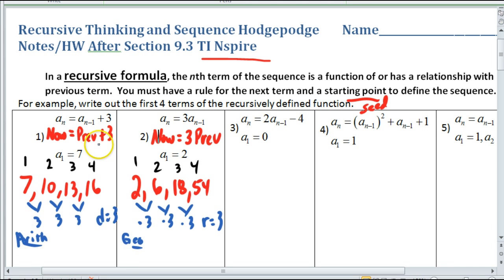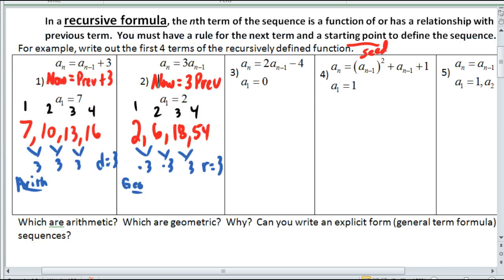And in arithmetic, you're going to be adding every time, and in geometric, you're going to be multiplying every time. And then if you look down here, it says which are arithmetic, which are geometric. We've already explained why, and can you write an explicit formula for this? Just pause this and see if you can write a formula for this one. For me, it's the first plus n minus 1 times your difference, which would be 3.